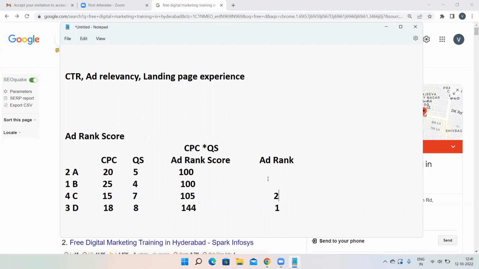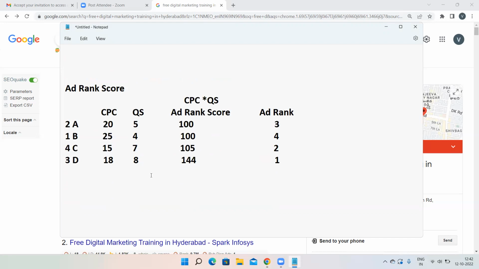Based on what, Grace? How did you tell that? Your answer is correct, but how did you tell? Based on quality score, ma'am. Exactly correct. Based on quality score, you have to tell it. When it is tied, based on the quality score, Google will place that person on a particular position. Both ad rank scores are equal, but A's quality score is higher than B's. So A will appear on third place and B will appear on fourth place. So who is winning over here? Grace is winning, 4-1. This is how you calculate the ad rank, which is again very simple.